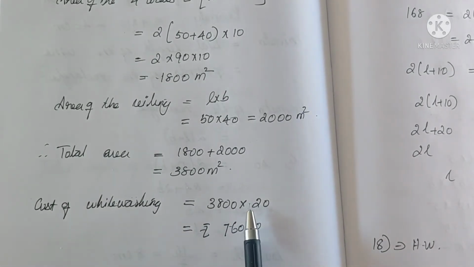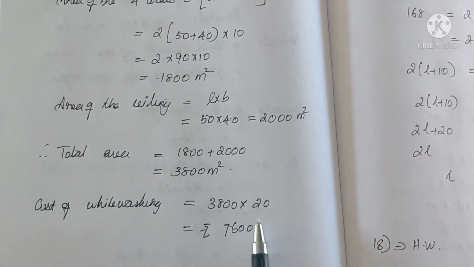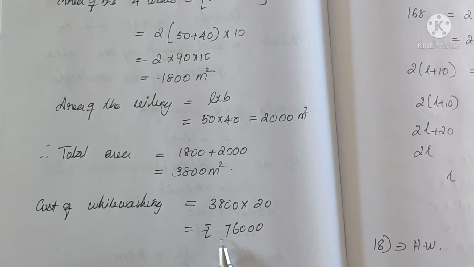3800 into per meter square the cost of whitewashing is 20 rupees. So we are multiplying by 20 which is equal to rupees 76,000.